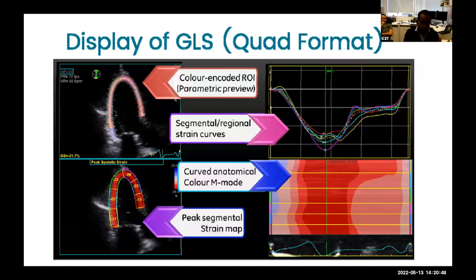And so when you do your strain, you get this format which displays your global longitudinal strain. At the top, you've got your color-encoded regions of interest, and I'll go through that very shortly as well. And in each of those, you can get those segments, and you can actually get segmental strain in terms of how much each of the segments varies or is affected over time.